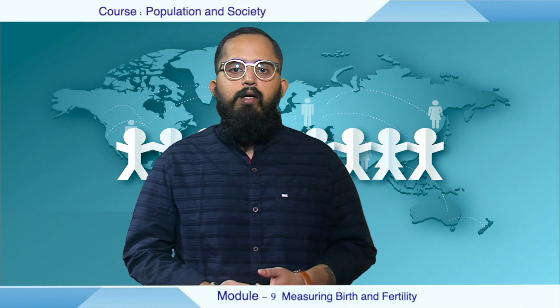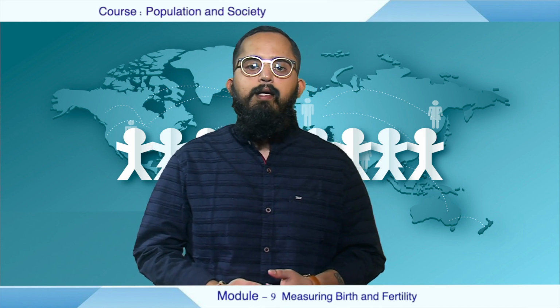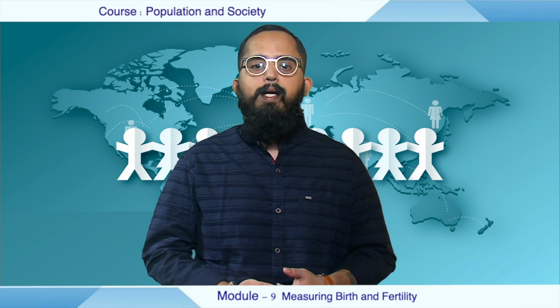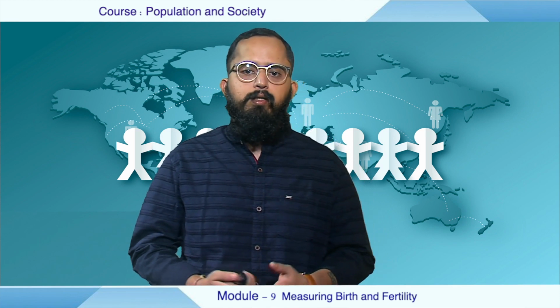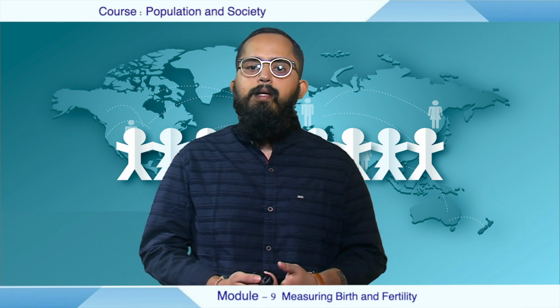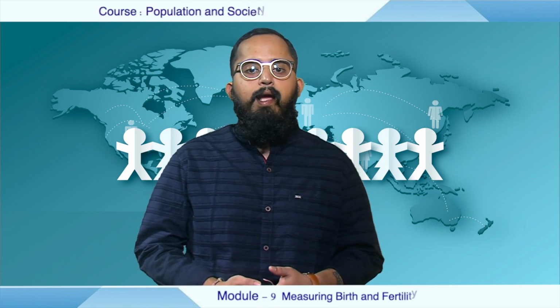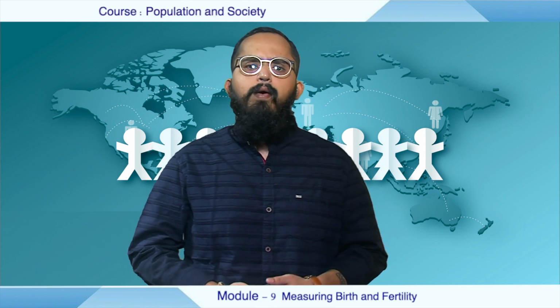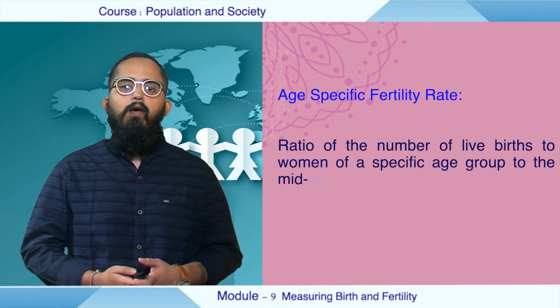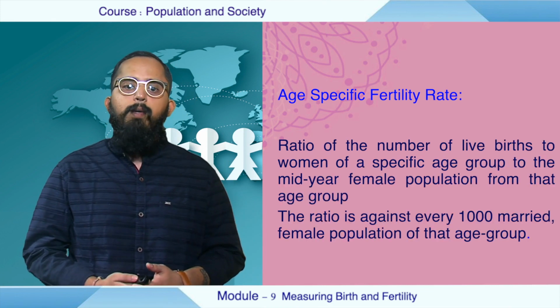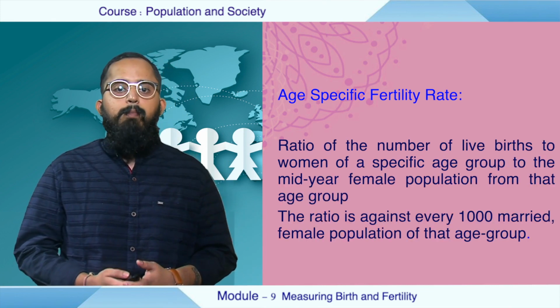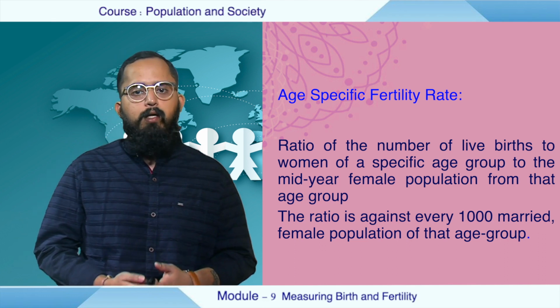The next measure is the age-specific fertility rate. The age-specific fertility rate is another indicator that is used by demographers for specific data interpretation. This is a more accurate measurement that shows the fertility pattern and family planning success. Now it can be defined as the ratio of the number of live births to women of a specific age group to the mid-year female population from that particular age group.